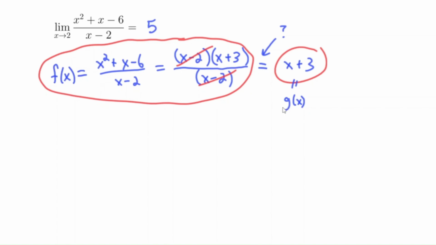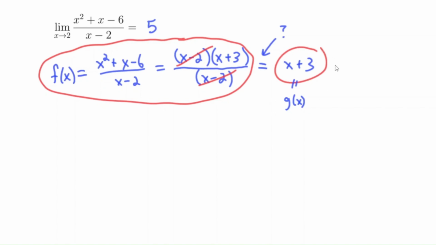Are f and g the same function? Well, they're almost the same. f of any value is going to be the same as g of that value, with the exception of x equals 2. g of 2 will be 5, whereas f of 2 is undefined, right? It's 0 over 0.